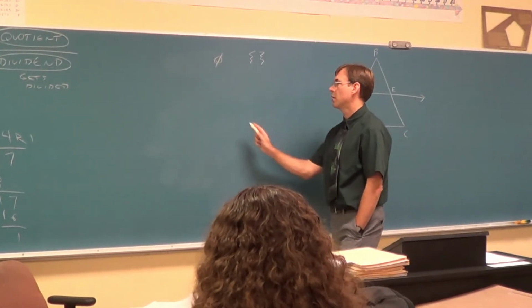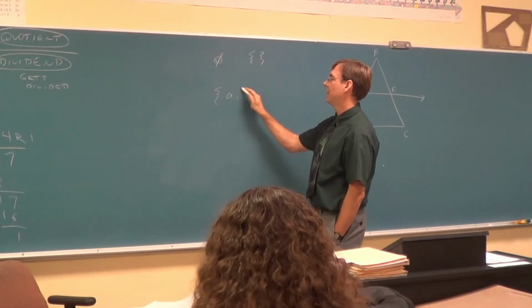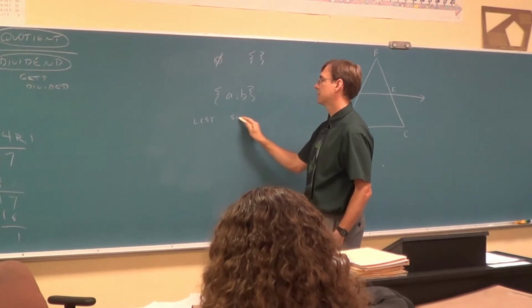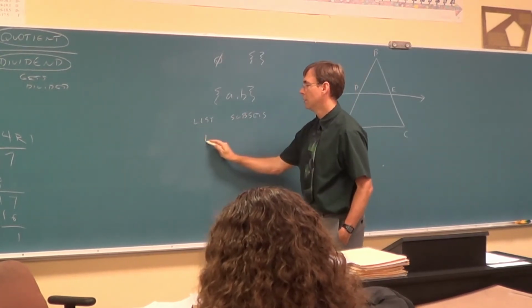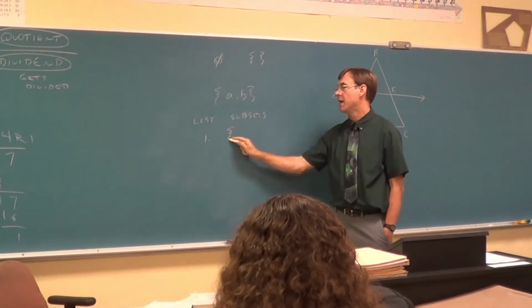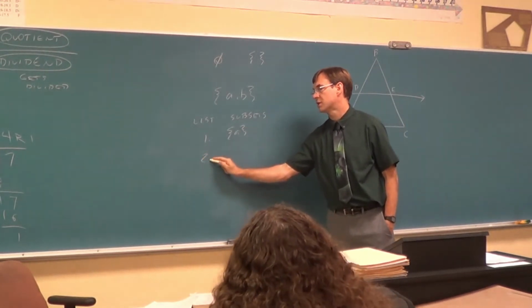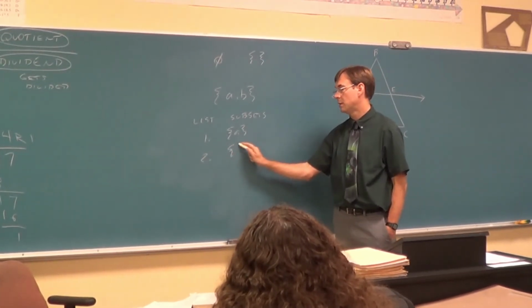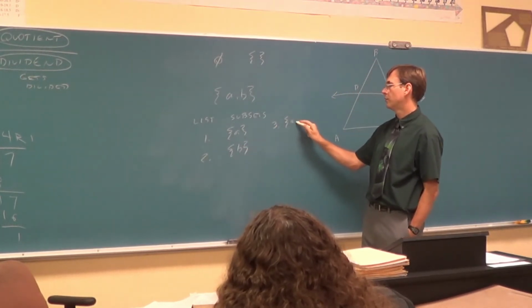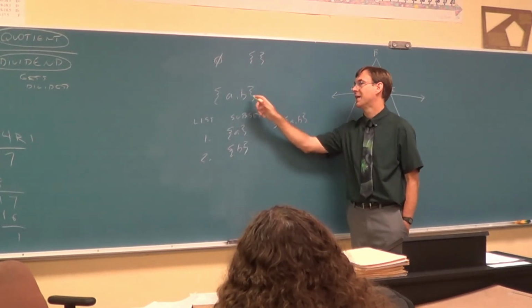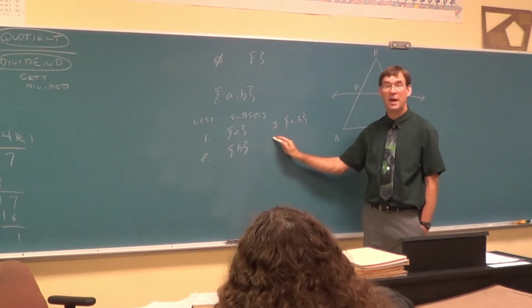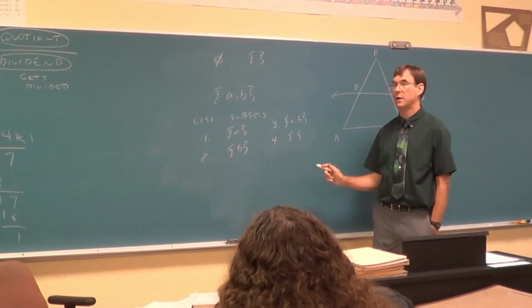So let me do a subset rehearsal for a second. If I have one set that has A and B in it, and I want to list subsets, can somebody give me one subset of that set? Just A is true. Can somebody else give me a second one? Just B. Can anybody give me a third one? A and B, because one thing we learned today is every set is a subset of itself. Can anybody do another one? Empty set. Can anybody do another one?